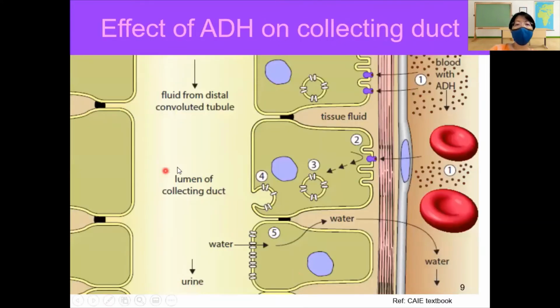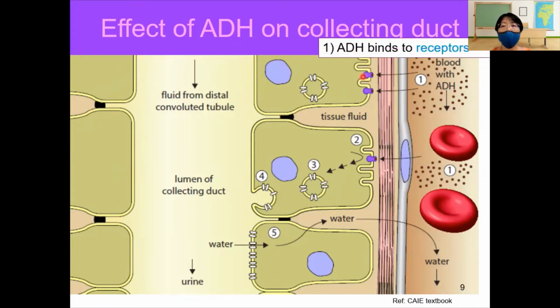Okay, over here. So this diagram shows you on the right side is the capillary around the DCT and collecting duct. This is a capillary carrying the ADH all the way from pituitary gland and arriving at the kidney already. Then this is the endothelial cell of capillary. This is basement membrane, and this is the cell that forms the wall of the DCT and collecting duct. It can be DCT, it can be collecting duct. So let's look at what happens when ADH arrives at these two tubes. ADH will bind to the receptor. This is the receptor for ADH.